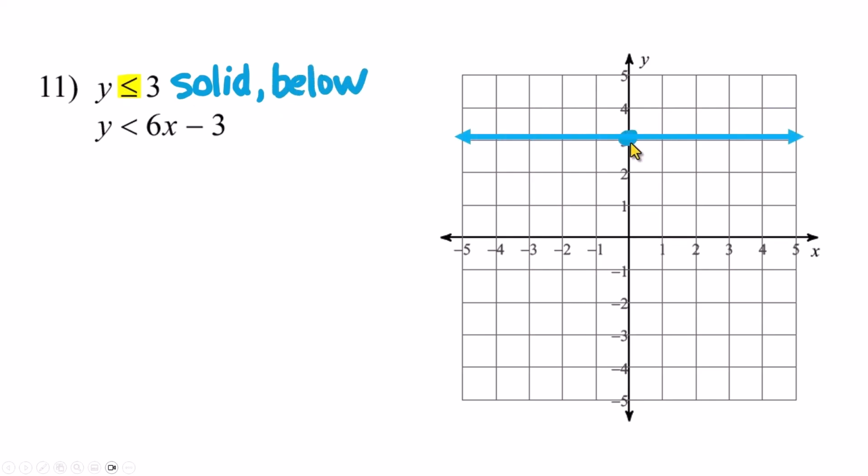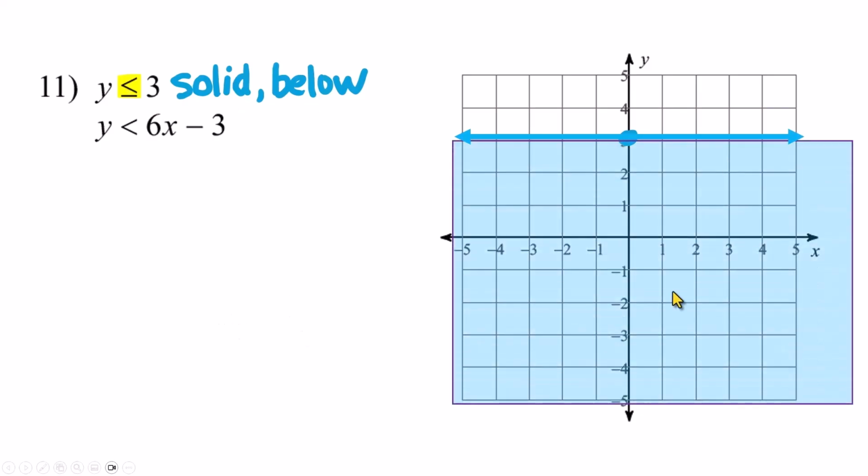It is a horizontal line that goes through the y-intercept of 3. If we're going to shade below, this is pretty easy to see. Everything underneath that. Now for the second line, we have less than, which means that is dashed, and it's still less than, so we're also below.